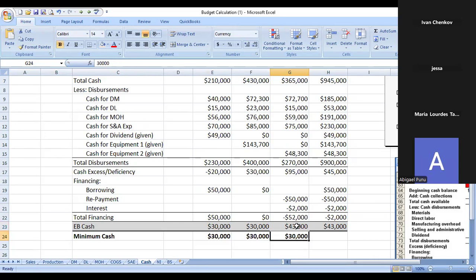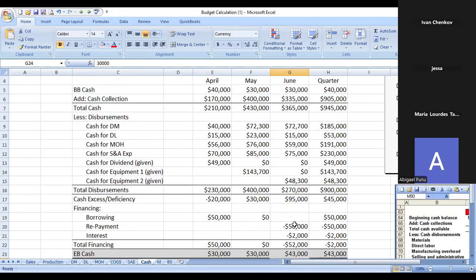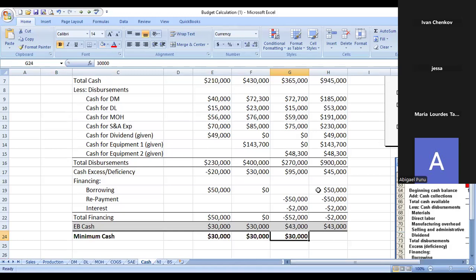So again, this probably is the most important budget. Why? Because every bank's going to ask you for this. If you have this budget, you can borrow money. If you have this budget, you can project where you're going to be. Don't start your business if you don't have this cash budget, because the cash budget is going to tell you which month you are below, which one you're above.